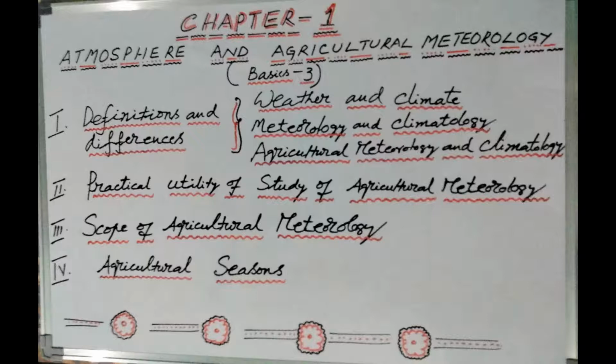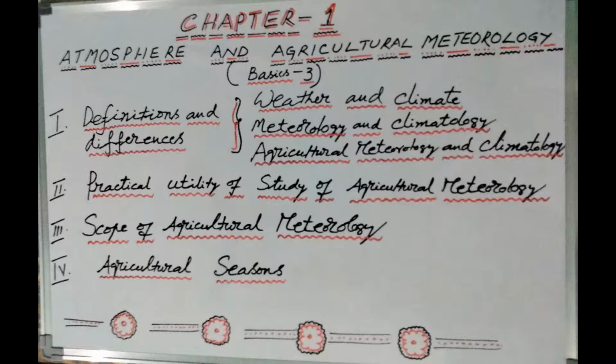The definition of agricultural meteorology is the study of those aspects of meteorology that have direct relevance to agriculture. Again, the definition of meteorology, the science of atmosphere. Now, as far as agricultural meteorology is concerned, the study of those aspects of meteorology that have direct relevance to agriculture is called agricultural meteorology.